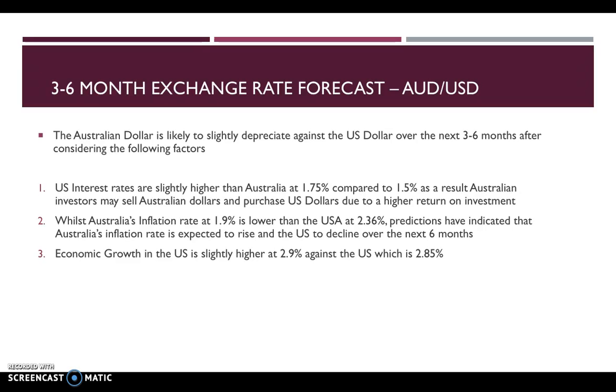Whilst Australia's inflation rate at 1.9% is lower than the USA at 2.36%, predictions have indicated that Australia's inflation rate is expected to rise and the US to decline over the next 6 months. This would make the overall effect on the foreign exchange rate negligible. Economic growth rates between both nations are also very similar, so this would have a minimal impact on the exchange rate over the short term.